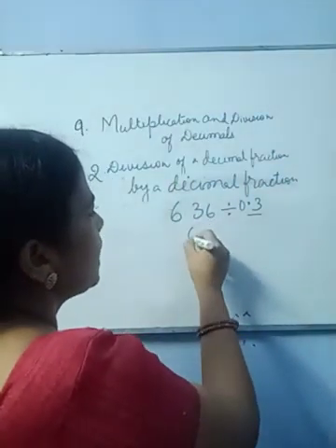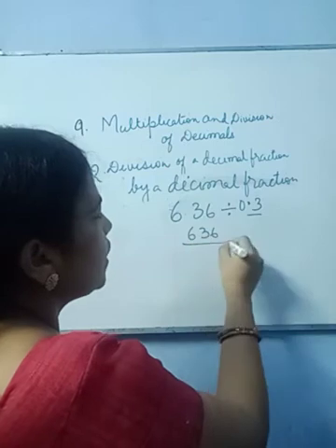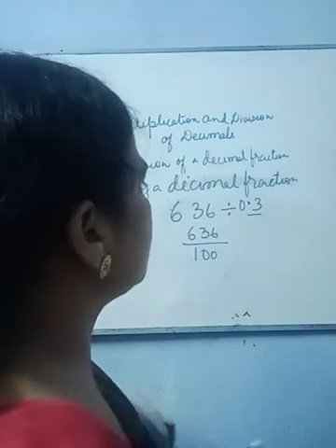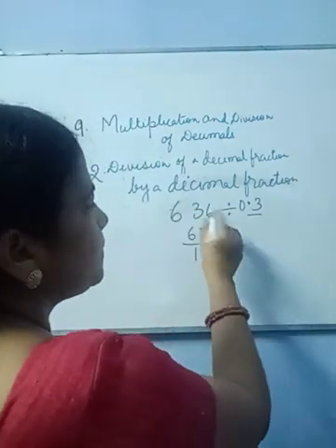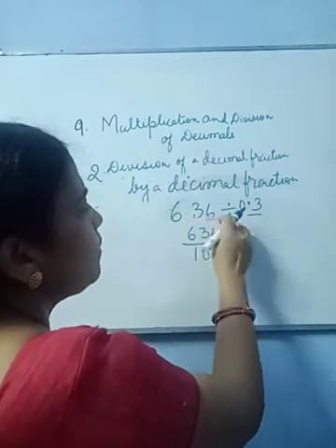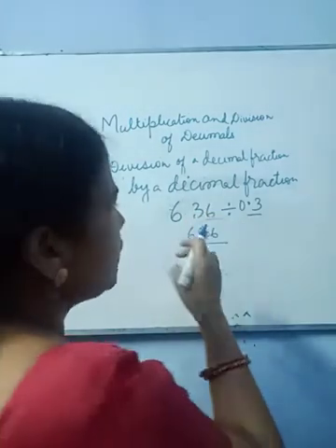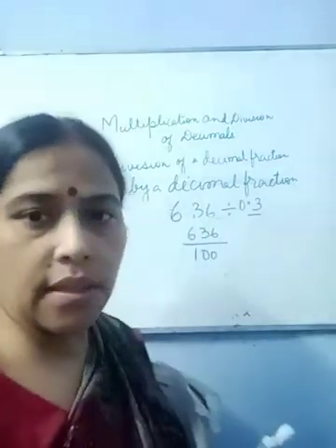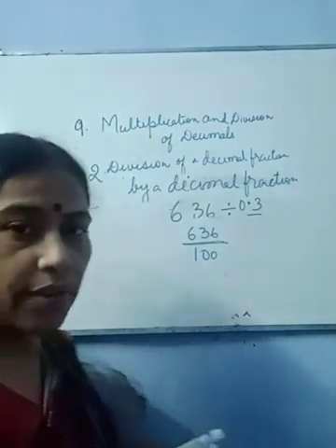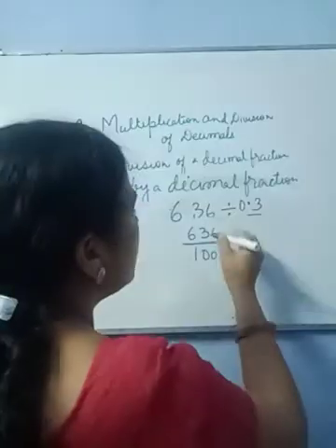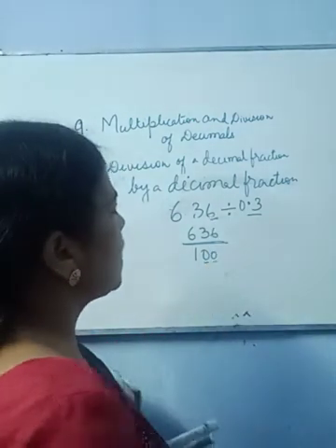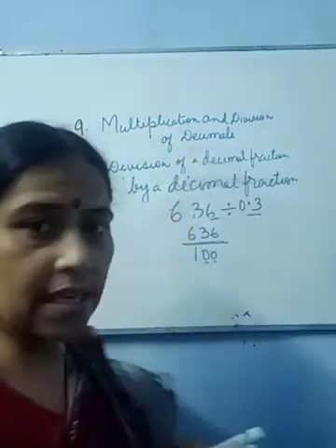We will write 636 divided by 100. Now you will think, from where has this 100 come? For this, you see that this is 6, this is 3. So how many places? 1 and 2. When we have to convert the decimal into a whole number, then we will write 0 for one place, 0 for another place, and 1 from where the decimal has started.